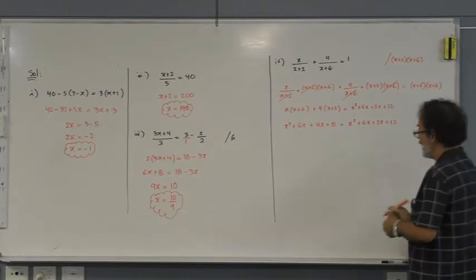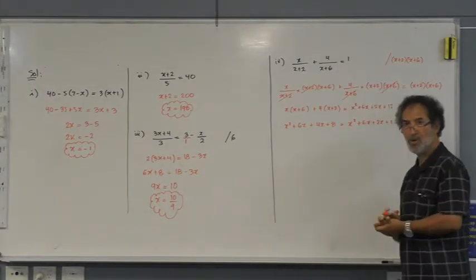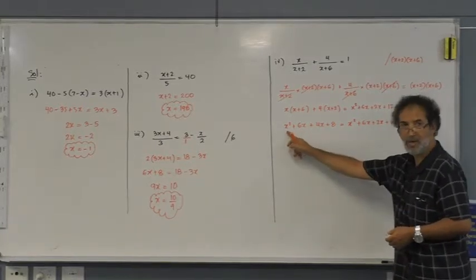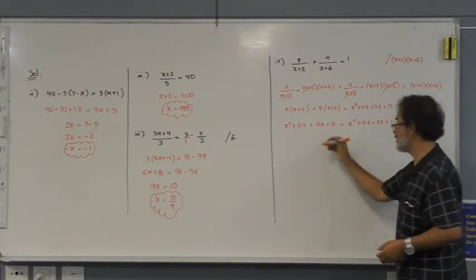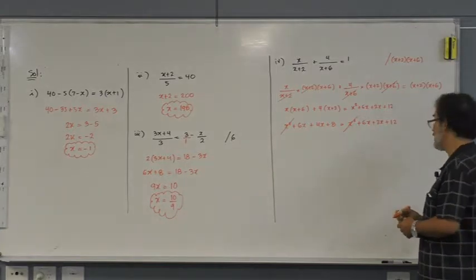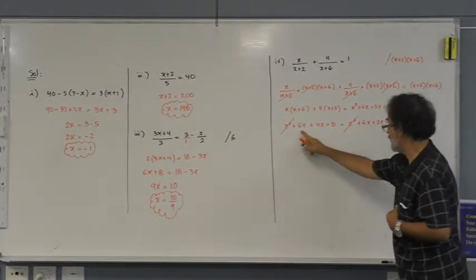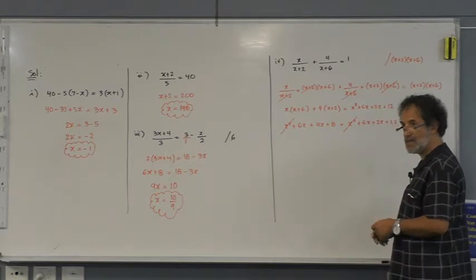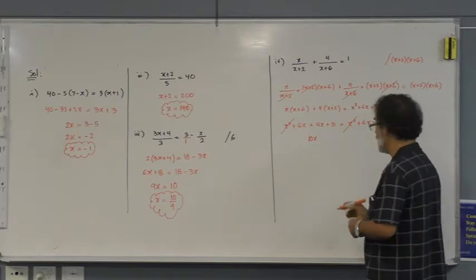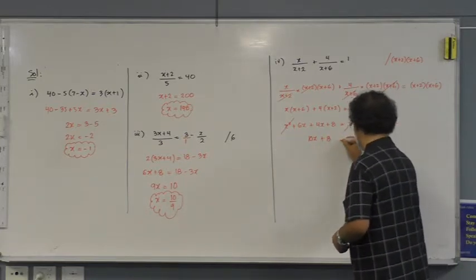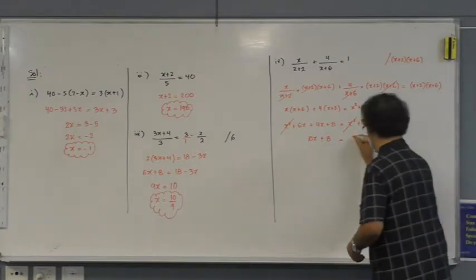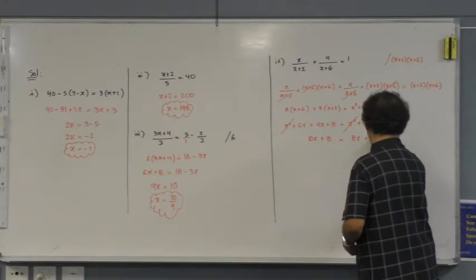All right, and then you can see that we have x squared on both sides. Can you see that we have x squared in here and x squared in here? So we can get rid of them. And then we're going to put the x's together. So in here we got 6 plus 4, we have 10x. And then plus 8. And then on the other side, we have how many x's? 8. So we have 8x. And then plus 12.